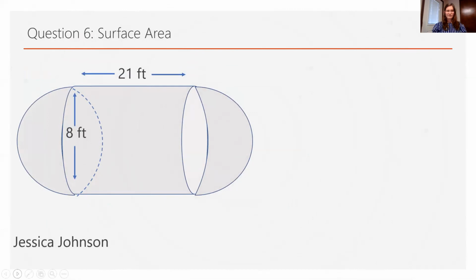Now we need to find the surface area of this capsule. We can break it down into two different shapes: a sphere, the two semicircles on the end put together, and a cylinder in the middle. To find the surface area of the capsule, start by finding the lateral area of a cylinder. We can use the formula S equals 2 pi R H plus 4 pi R squared. And this will equal our surface area.